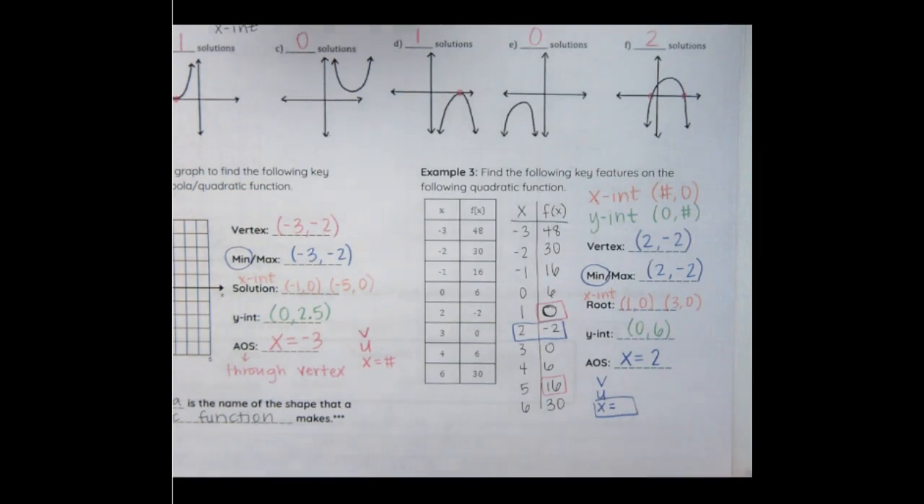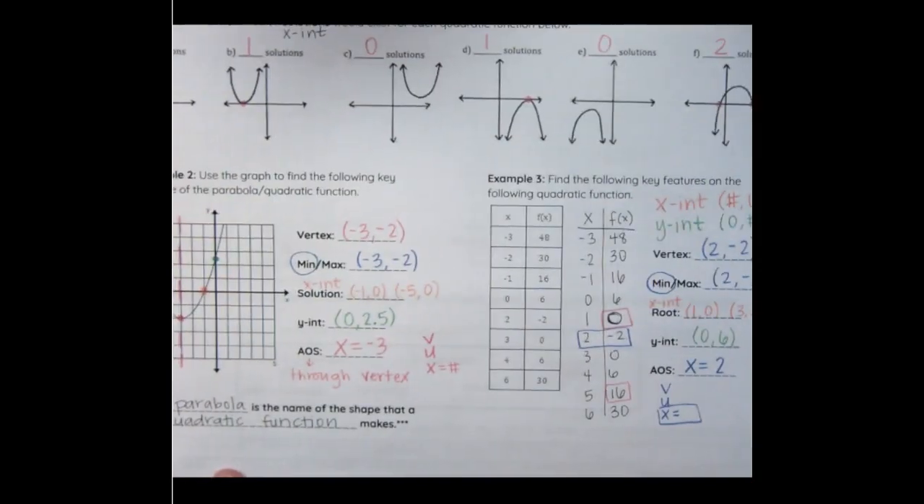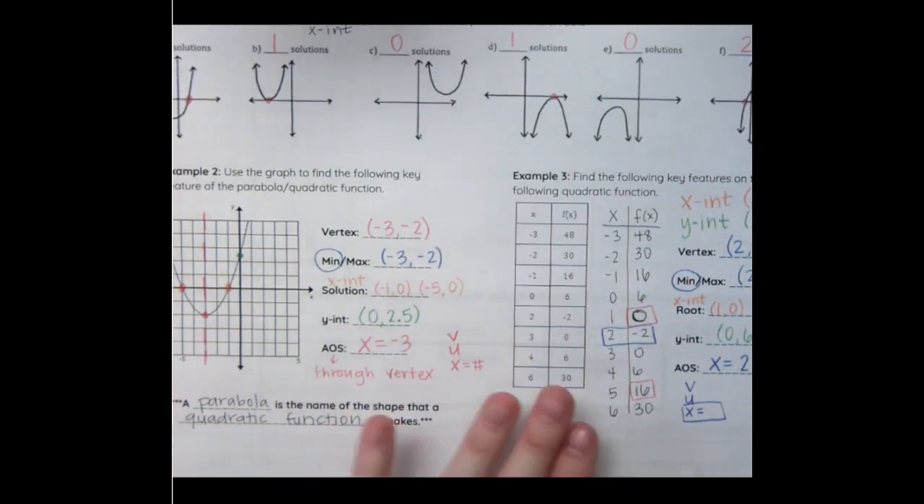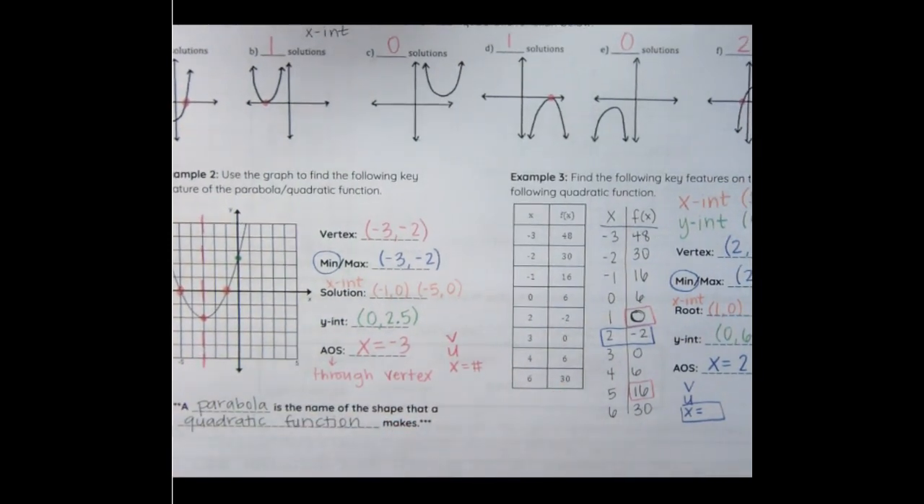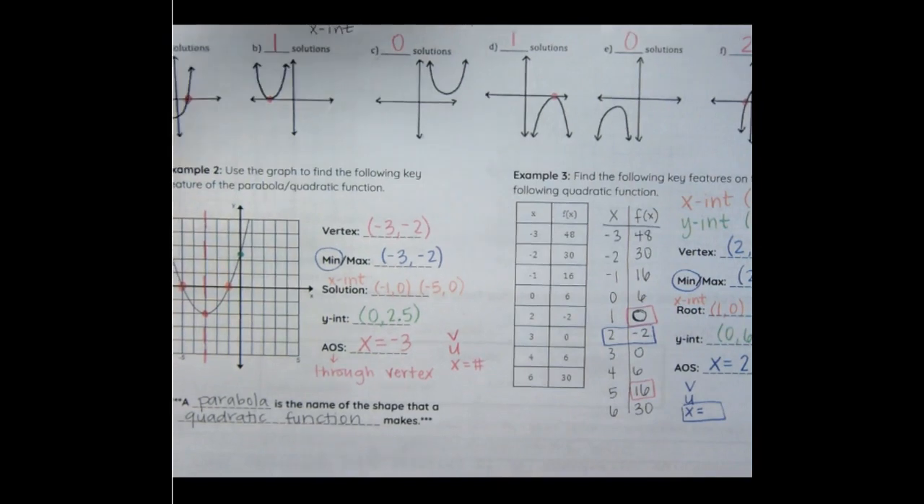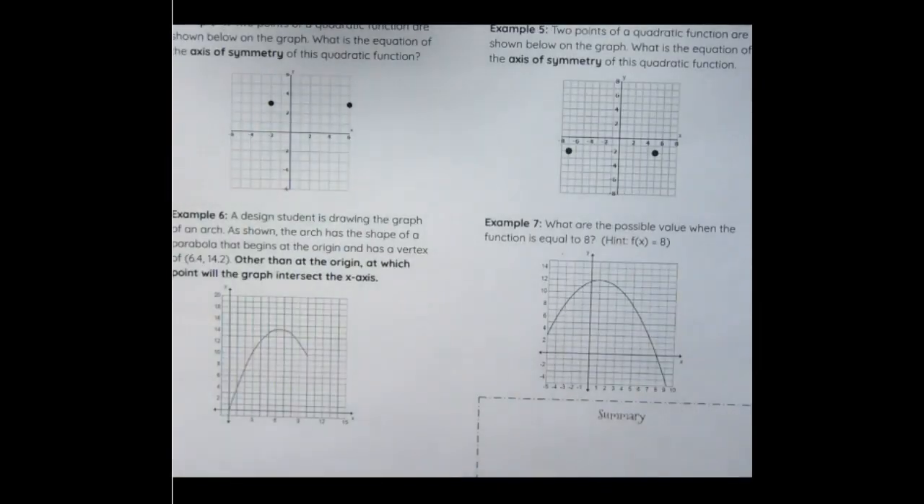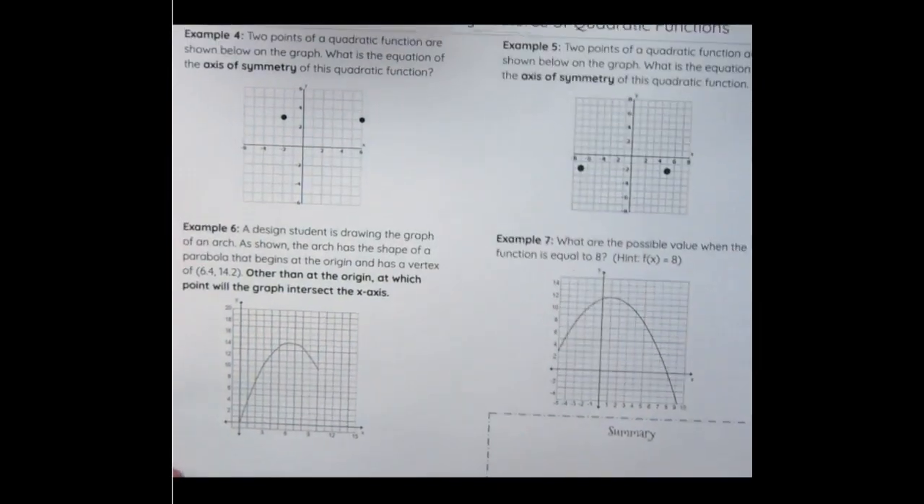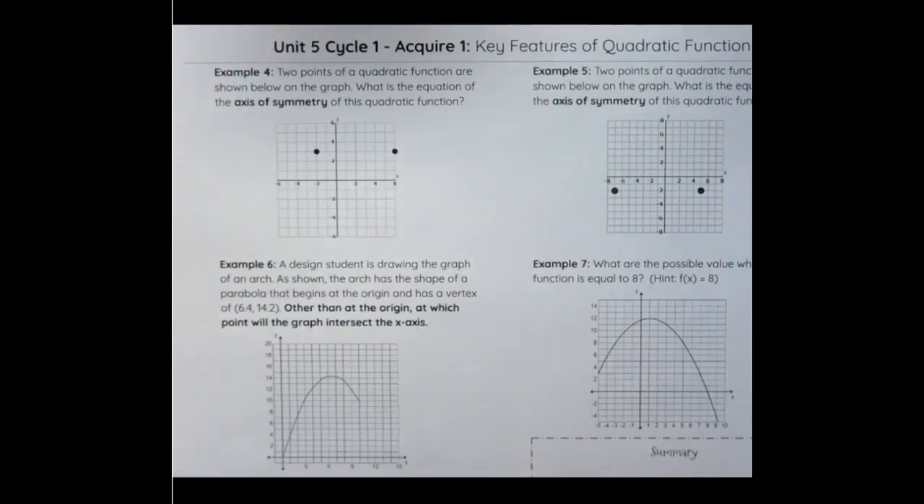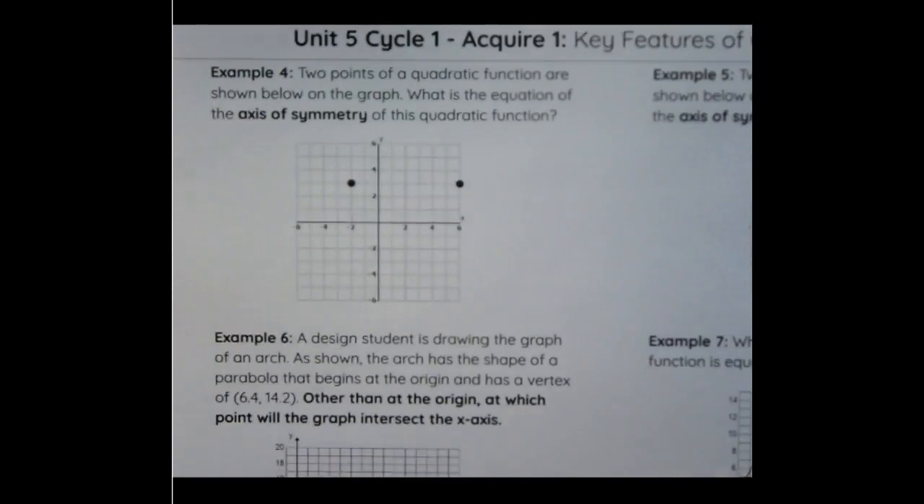Now if you need to watch those again or try them again on your own and then check, do that. These are two ways that you can use a graph and a table to figure out all of the key features. Let's go to the last page of our notes. Now, these are some questions that have been on the STAR test before. So we're going to take these and get some practice so that when you get to the STAR test, if they look the same, awesome.